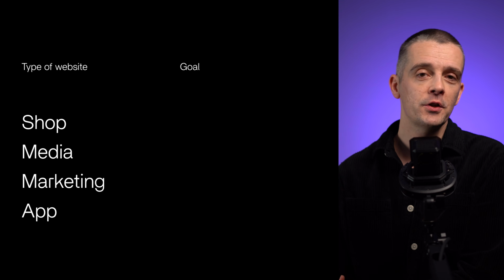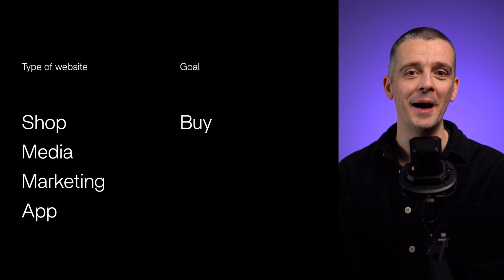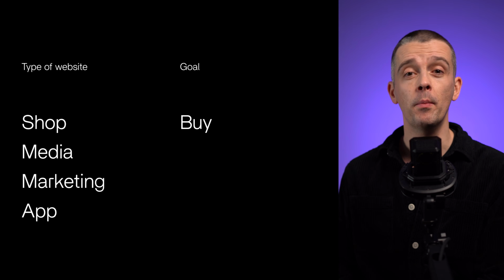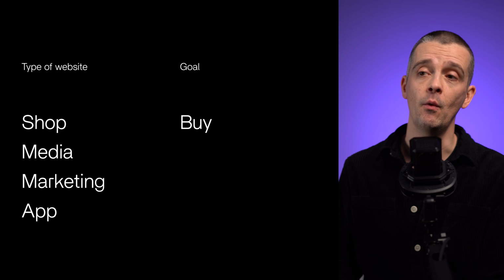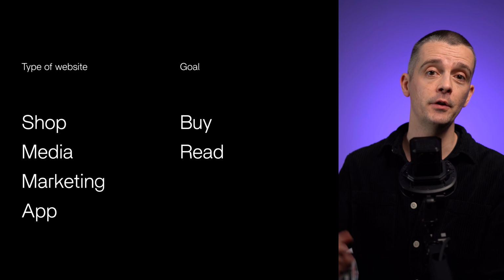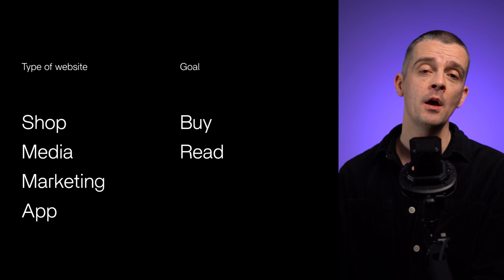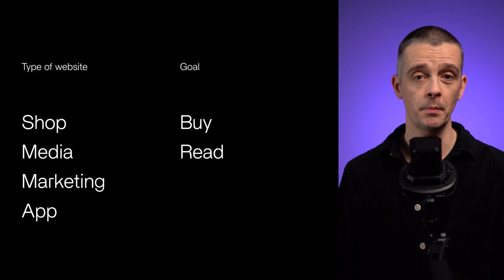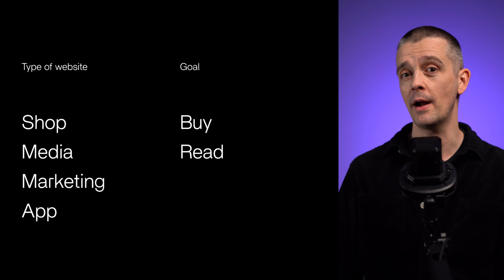So for a shop, the obvious goal is that people want to buy, and for a media website, there's again an alignment in goal. Both the viewer and the creator of the website want people to read. The viewer is there to get the information, but for the media website, they want people on the site as long as possible. That helps them serve more advertising.